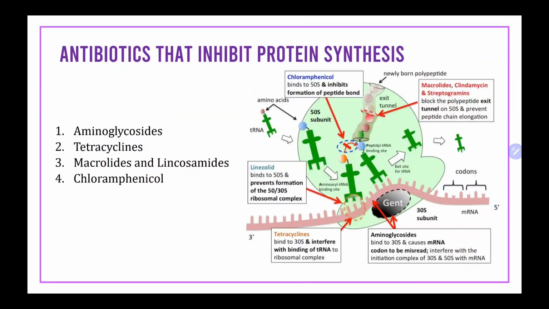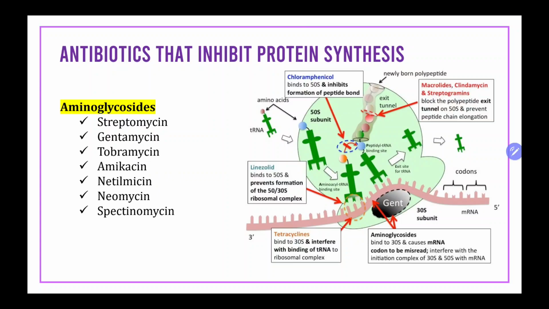Next category are antibiotics that inhibit protein synthesis. We have aminoglycosides, tetracyclines, macrolides and lincosamides, and chloramphenicol. For aminoglycosides, its mode of activity is that it interferes with protein synthesis at the 30S ribosomal subunit, which prevents translation of your messenger RNA. Examples of antibiotics under aminoglycosides are the following.